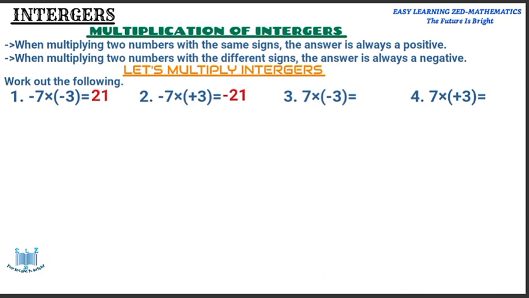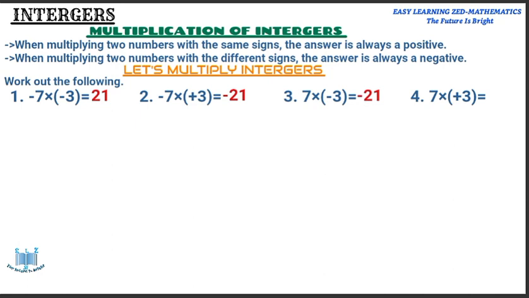Question 3, we have got +7 multiplied by -3. Again here we can see that the signs are different. We have two different signs in this expression, a positive and a negative. That means rule number 2 will be applicable here. Rule number 2 states that when multiplying two numbers with different signs, the answer is always a negative. So we are going to have a negative answer. 7 multiplied by -3 will give us -21.